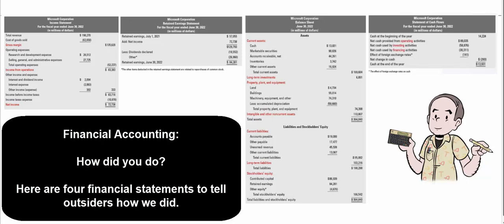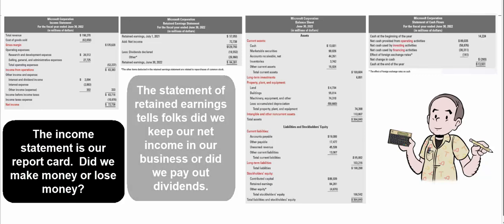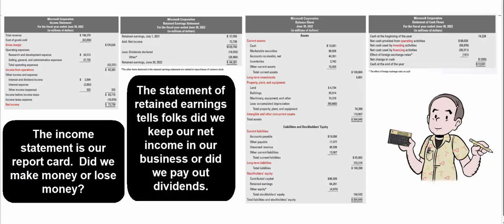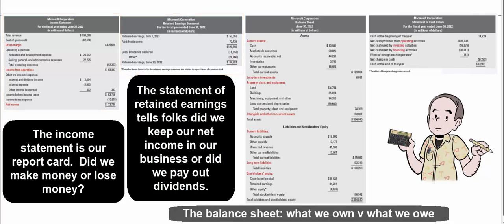did the last period. The four statements are the income statement, that's our report card. Did we make money or lose money? Then there's the statement of retained earnings. If we did have earnings, if we did make money, did we retain it in our company or did we pay it out to our shareholders in the form of dividends? Those two statements, the income statement and the statement of retained earnings, cover a period of time. The balance sheet is a snapshot at a moment in time.